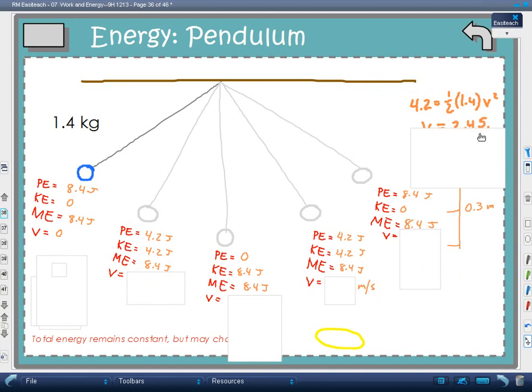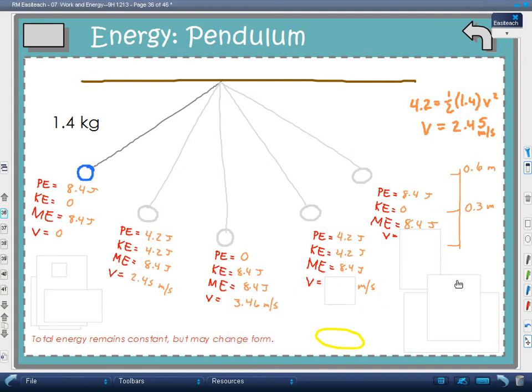You're doing 4.2 divided by 0.7, then take the square root, you're just doing the algebra, and you get 2.45 meters per second. Do the same thing here, but for different numbers, 3.46, 2.45, and 0. Rewatch this video if you need to.